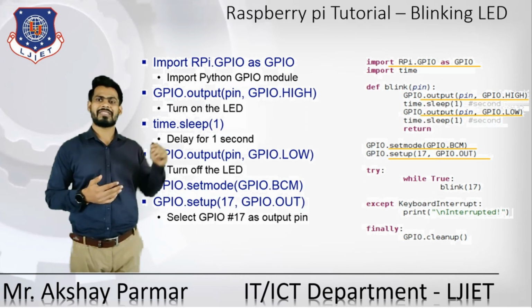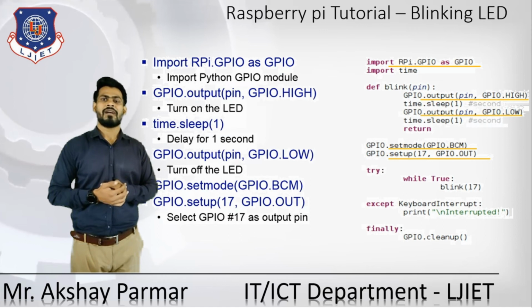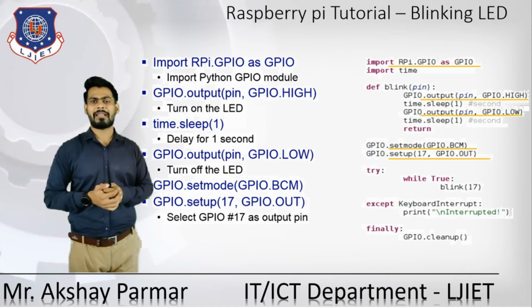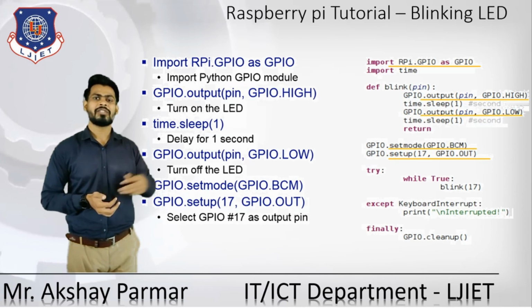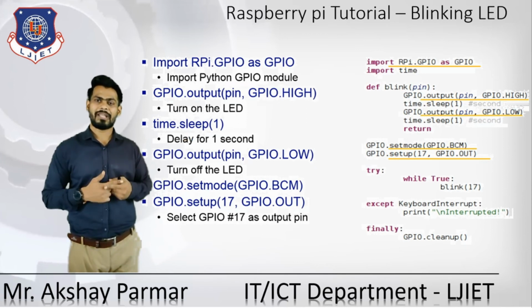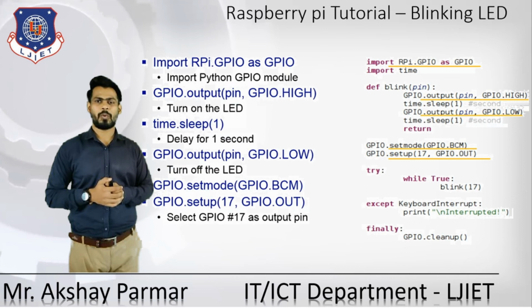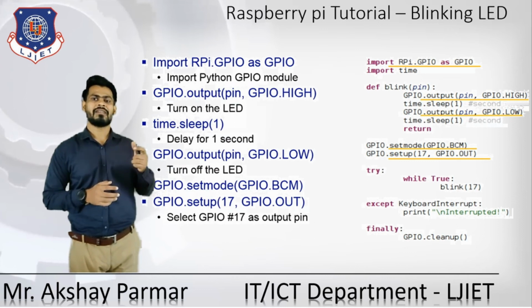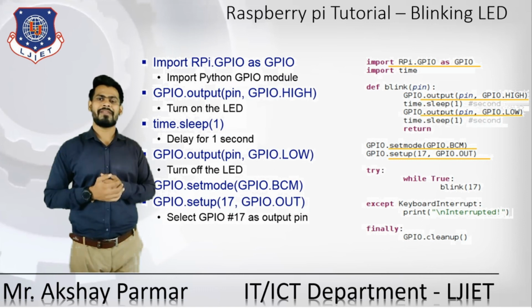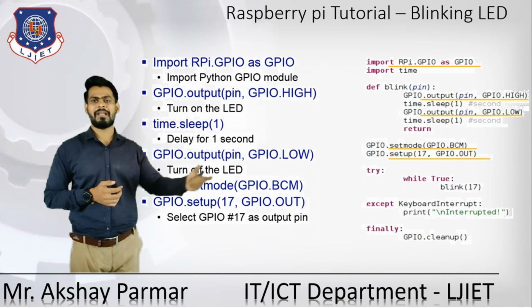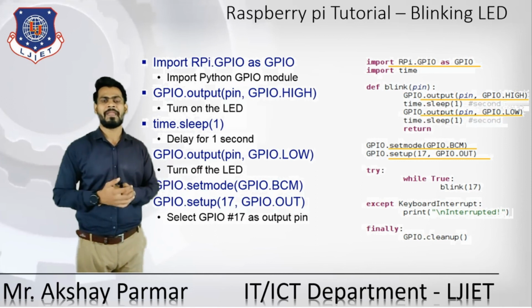The first line is import RPi.GPIO as GPIO. This is the import of the Python GPIO module. After that, there is a line GPIO.output, in which we specify the pin, and to that GPIO pin we give HIGH. By selecting that high signal, we turn on the LED.